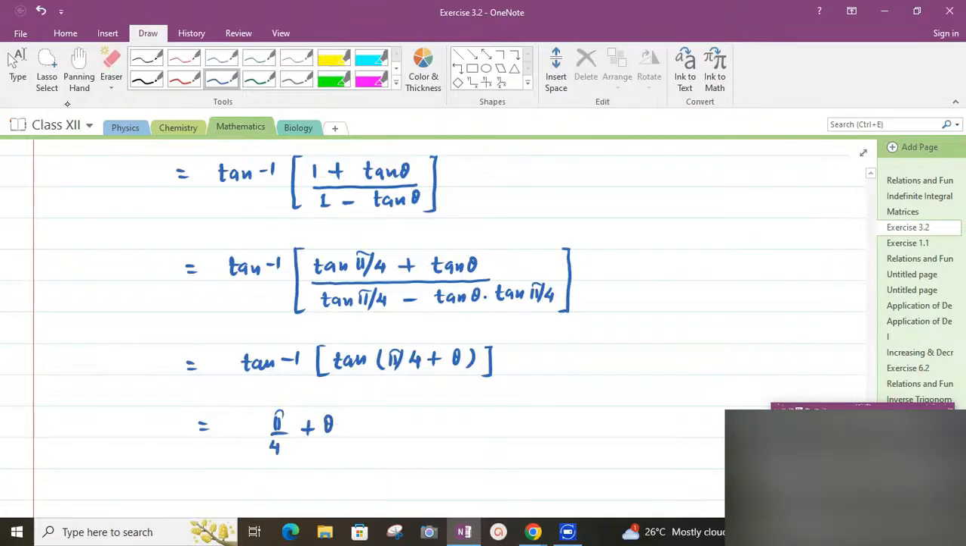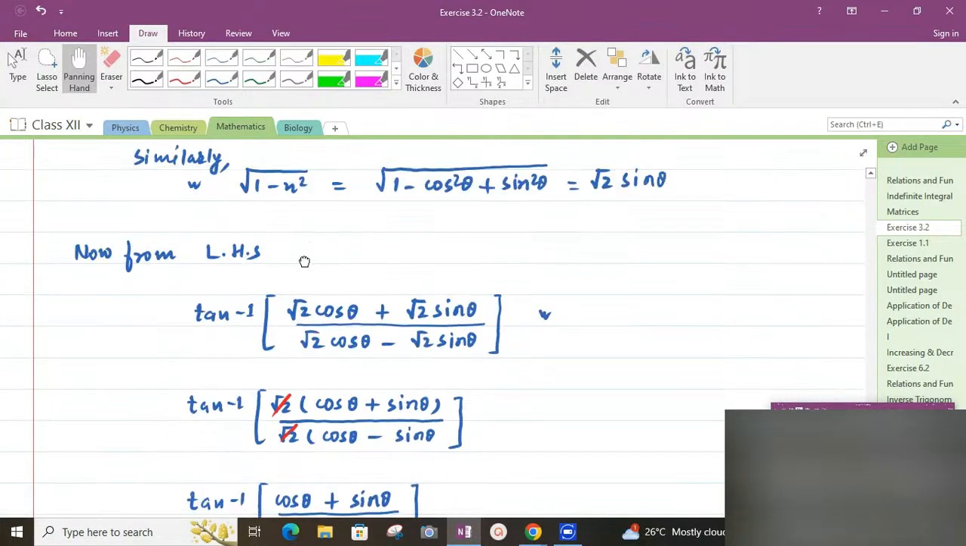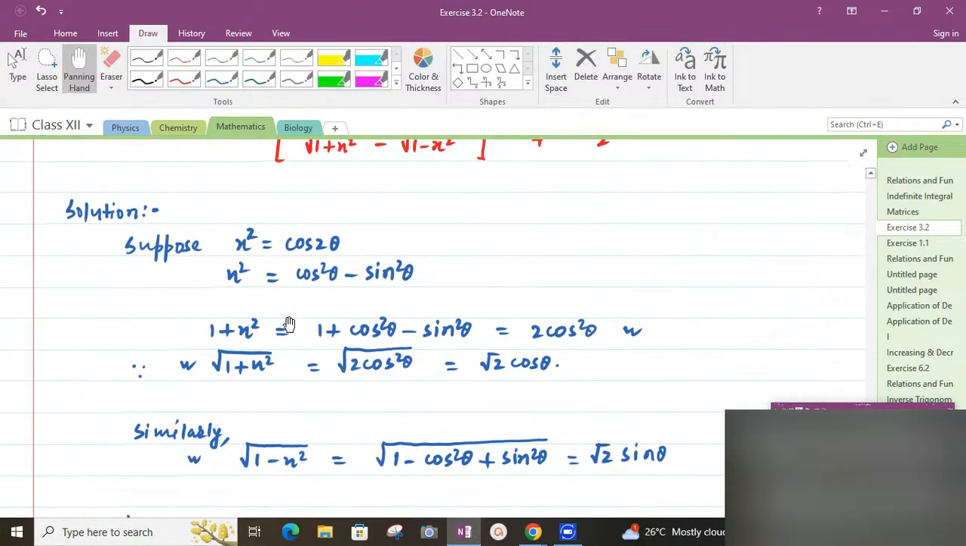Now we find out the value of theta. What will be the value of theta? So we suppose here x square equal to cos 2 theta. So let's see here.